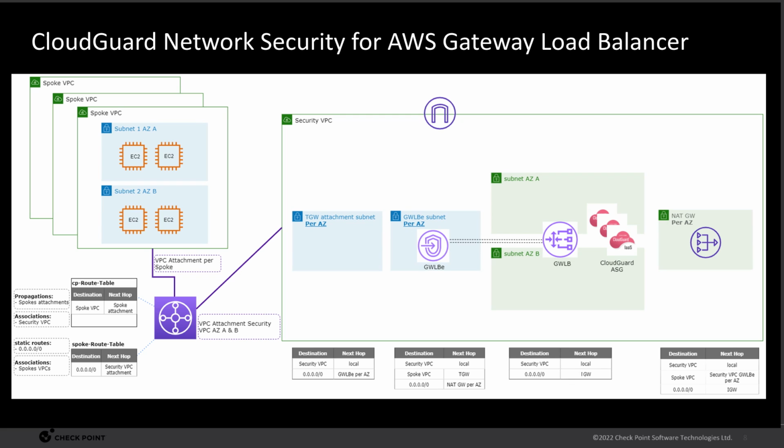There'll be a VPC attachment security subnet per transit gateway per AZ, and then a gateway load balancer endpoint subnet per AZ as well, with the gateway load balancer endpoint inside each, which will then direct that traffic into the auto scaling group that will be doing the actual inspection for you. And so outside of that, you're just using your routing tables to steer the traffic appropriately into the gateway load balancer endpoint, which then sends it on to us for the inspection.